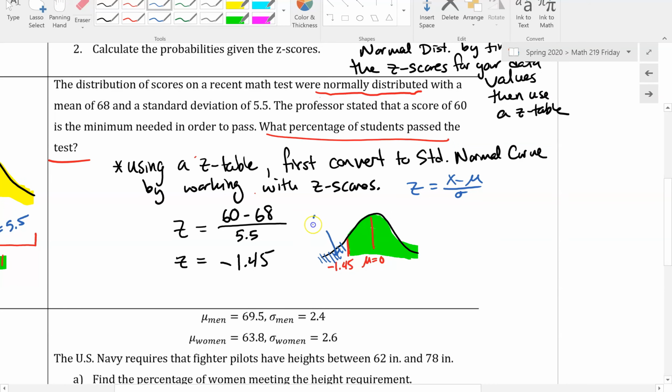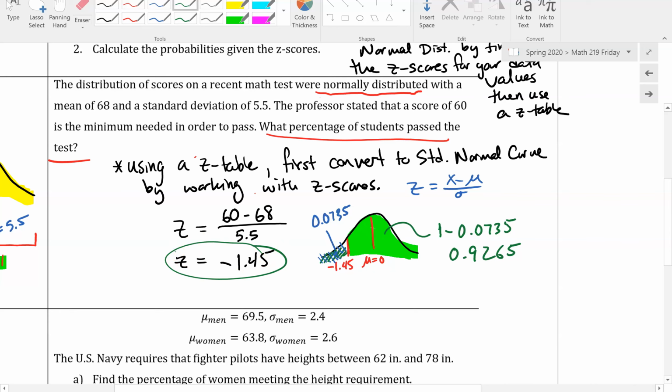So this area here was 0.0735. That's the area left of that z-score. Now I want the green area, the area right of that z-score, which would be 100%, or 1, minus the area you don't want. I do not want that area under the curve. So that comes out to 0.9265. That's what we think would be the probability of getting a z-score higher than this, and therefore the probability of passing the class, or the percentage of people that pass the class.